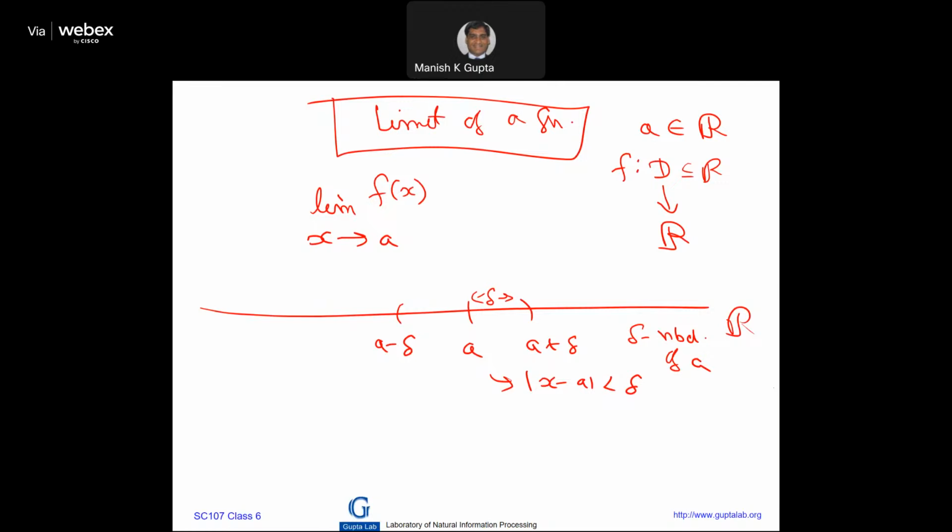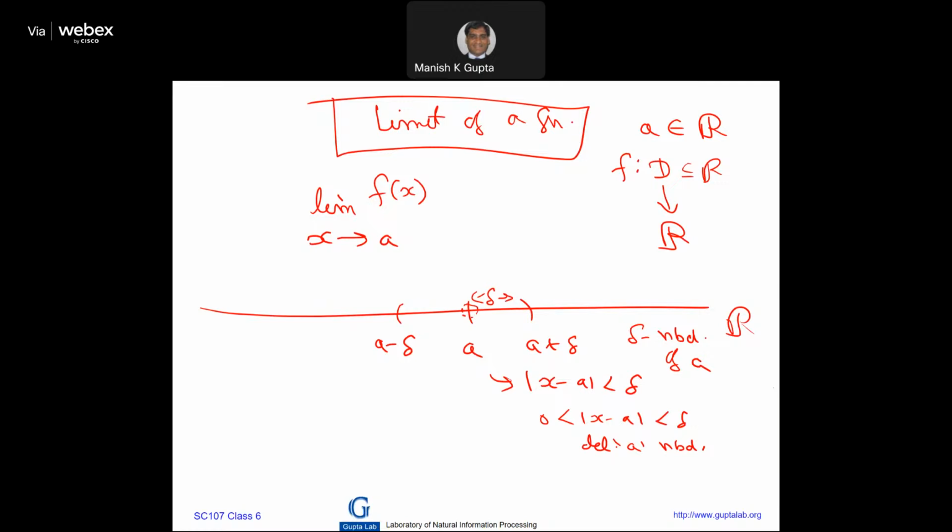Now I am looking at the deleted neighborhood, when we delete this point A and all other points are there. In that case, the deleted neighborhood is 0 less than |x minus A| less than delta. Deleted neighborhood means we are just not including the point A because of this condition, right? x is not equal to A. So x approaches towards A, but x is not equal to A.